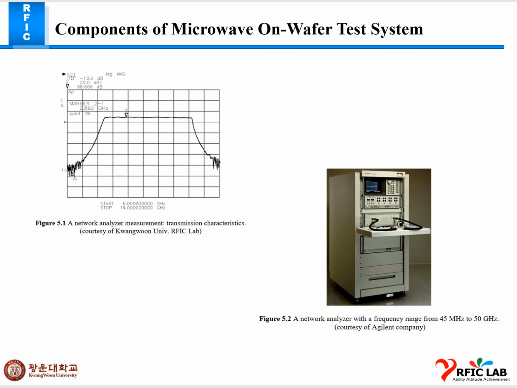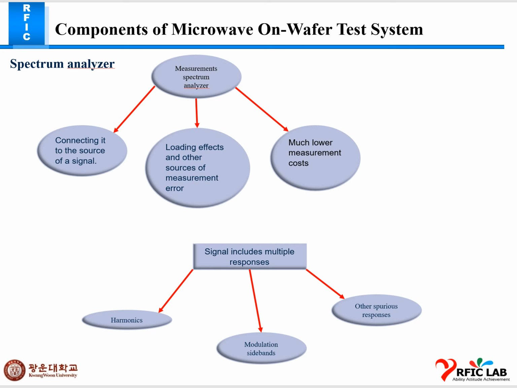The next figure is a network analyzer device with a frequency range of 45 megahertz to 50 megahertz. It has this much capacity, 45 to 50 megahertz. This is the network analyzer, and next is the spectrum analyzer. Among the components of the microwave system, first was the network analyzer, now the spectrum analyzer.